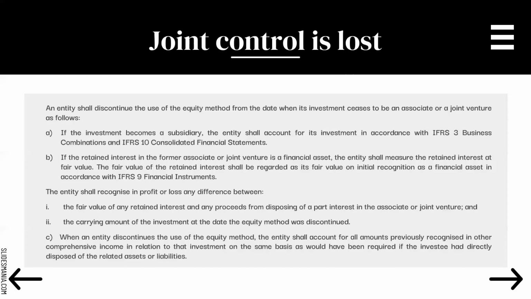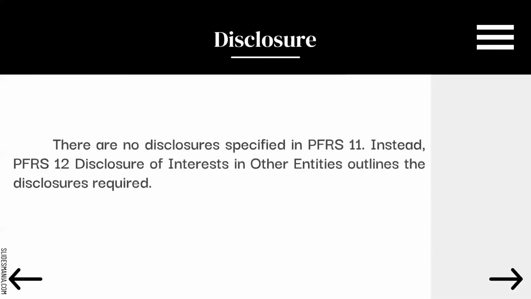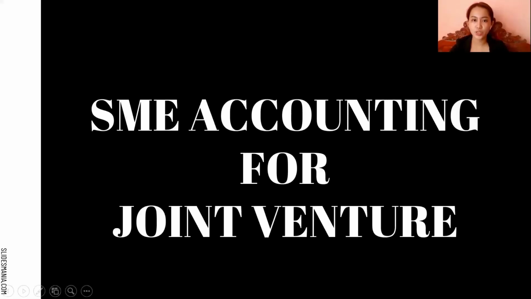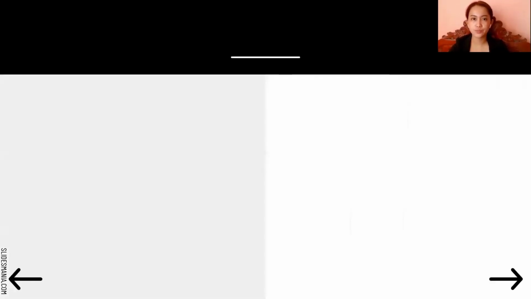Next slide. So for the disclosure in the PFRS 11, there are no disclosures specified for the PFRS 11. Instead, the PFRS 12, the disclosure of interest in other entities, outlines the disclosures required. The next presenter will be Alessa Minoy to discuss the SME accounting for joint venture. SME accounting for joint venture.